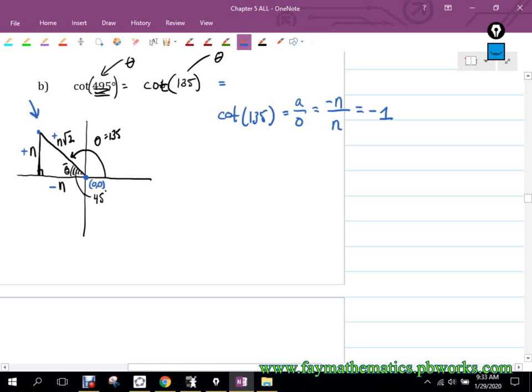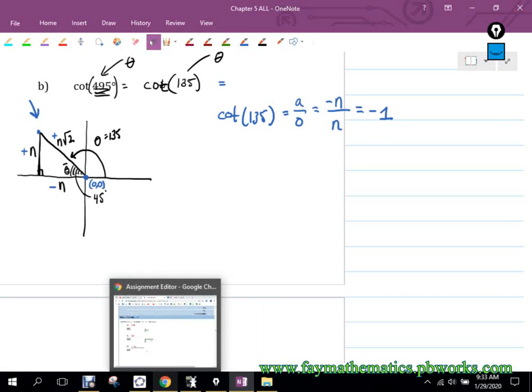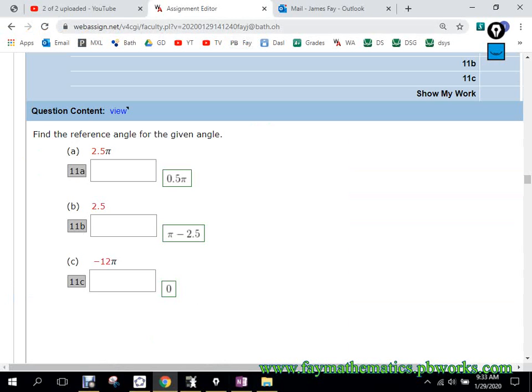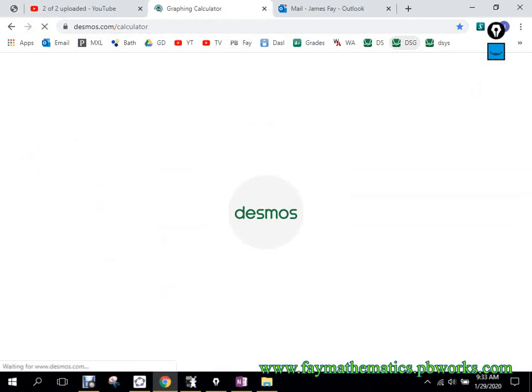Yep. Is that something we can do? Yeah. Okay. Now let's see here. I don't know if Desmos will be the best thing to do here. We'll see.